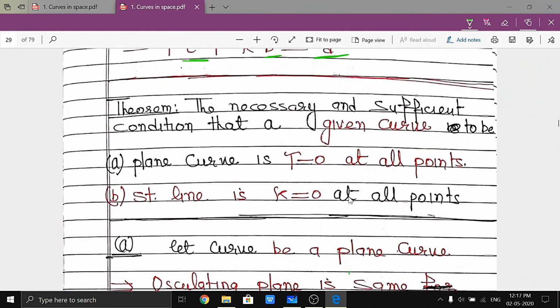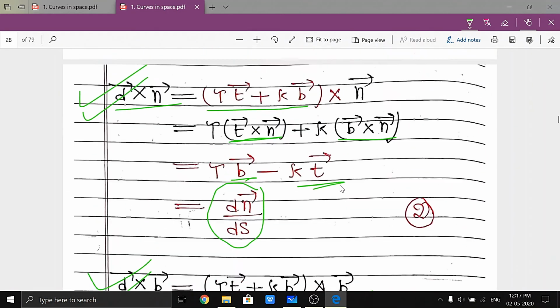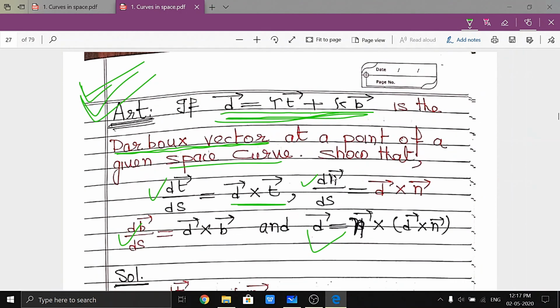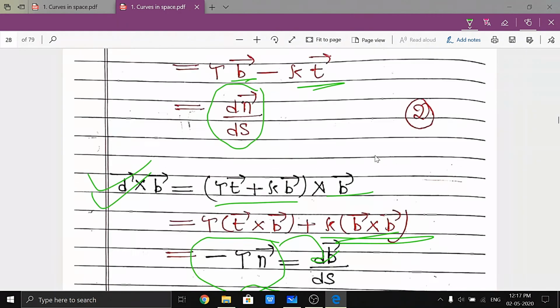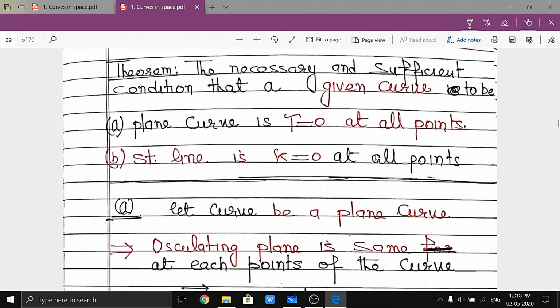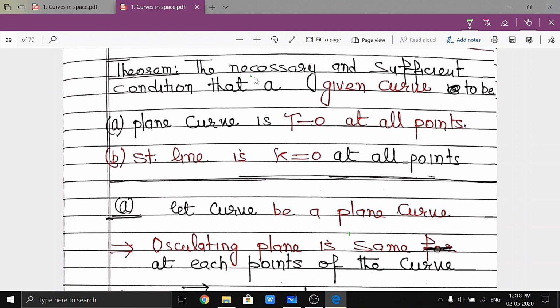So this is very easy to prove. Just start from the right hand side and use the previous result. Don't start from the other side, start from the right hand side, and you will get this result. And in this result we are using the Frenet formula. Clear?